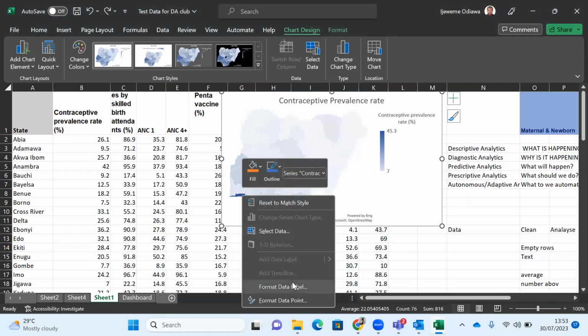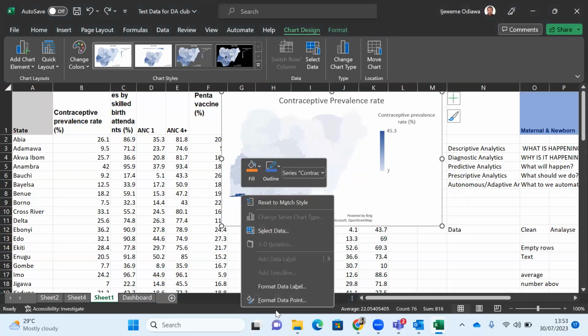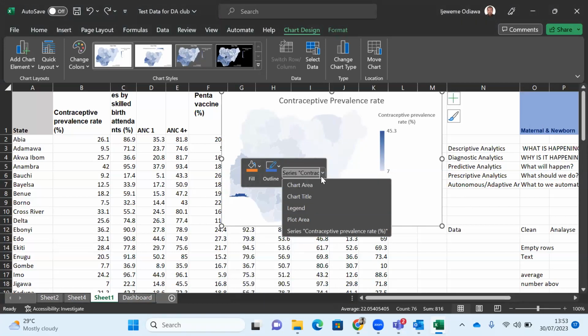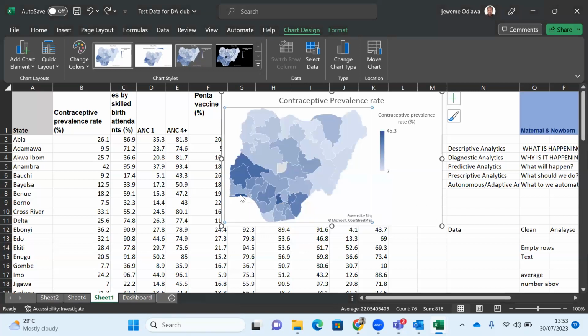Right click. It should be with format data label. No, it's not working. There's a way to just show Lagos, to pick just one data item. Anyway, I'll figure it out, but at least this gives you a broad overview.